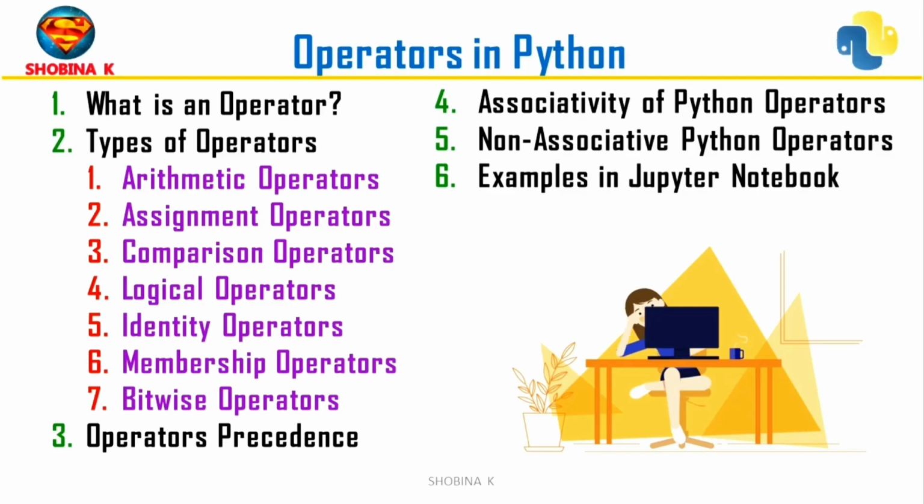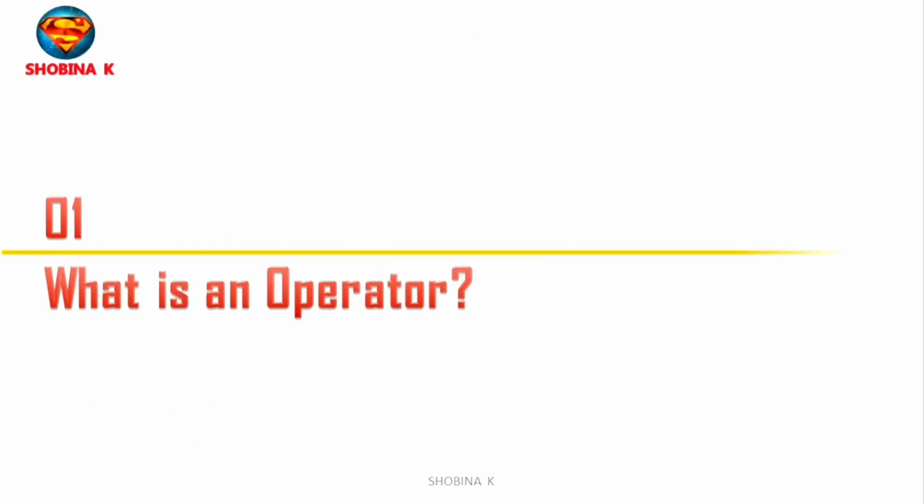And next, we will see the precedence and associativity of operators in Python. Finally, we will see the non-associative operators. I will also be running a few examples in Jupyter Notebook for better understanding. I hope you guys are clear with the agenda. Now let's try to understand what exactly is an operator.